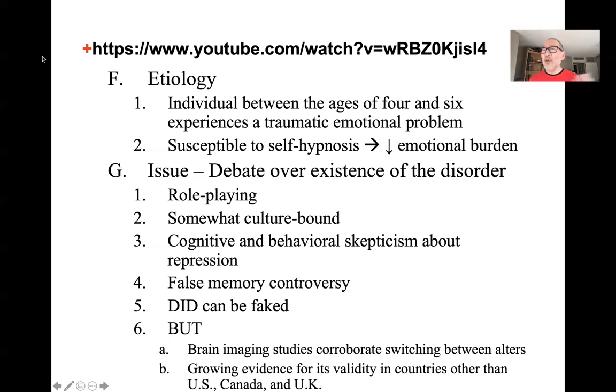I will be fully transparent: my bias is I'm inclined to think that this is not a valid disorder. That said, I think I offset it by giving a fair presentation of the criteria, the theory, and so on. So only time will tell whether DID will still be with us in the future.